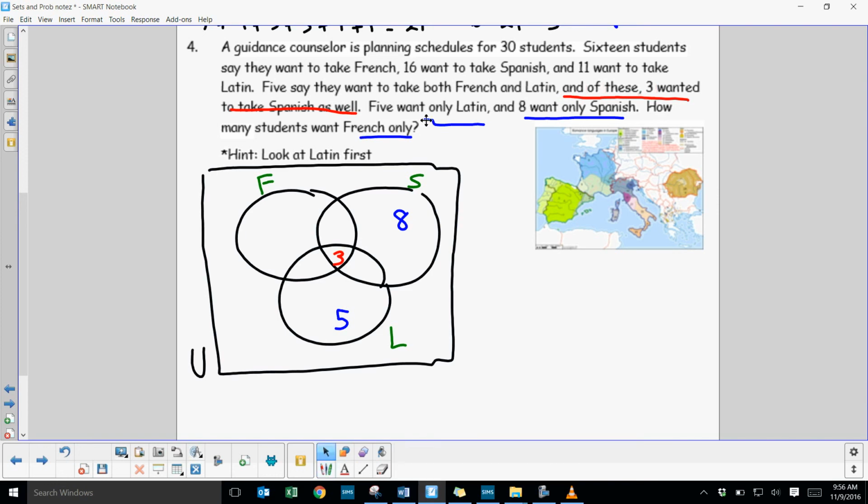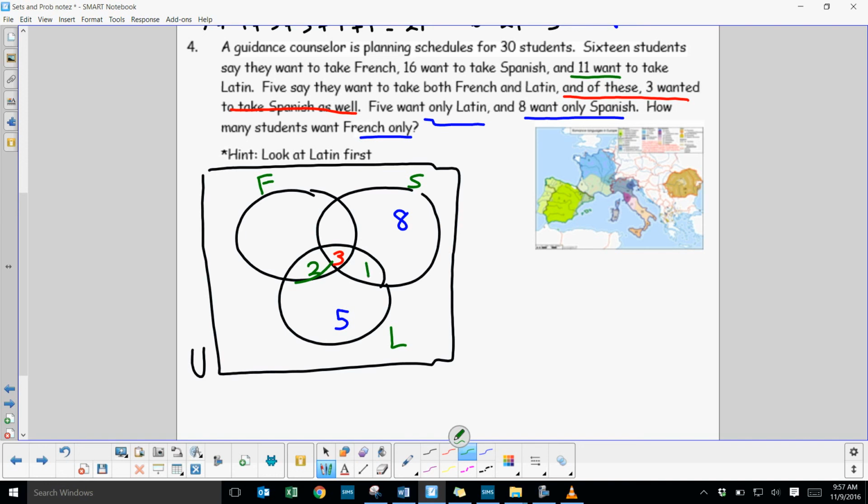Now we can maybe look at who want to take both. So 5 say they want to take both French and Latin. So French and Latin is around here. And of those, 3 wanted to take Spanish as well. That tells us that in total, this whole crescent has to be 5. So 3 is already in the middle, then 2 has to be on the side there. Are there any more that we can use at this point? Oh yes, we're told how many want to take Latin in total. 11 want to take Latin in total. And in Latin we've got 2 plus 3 plus 5, that's 10. So there must be a 1 here if there's 11 in total in that circle.